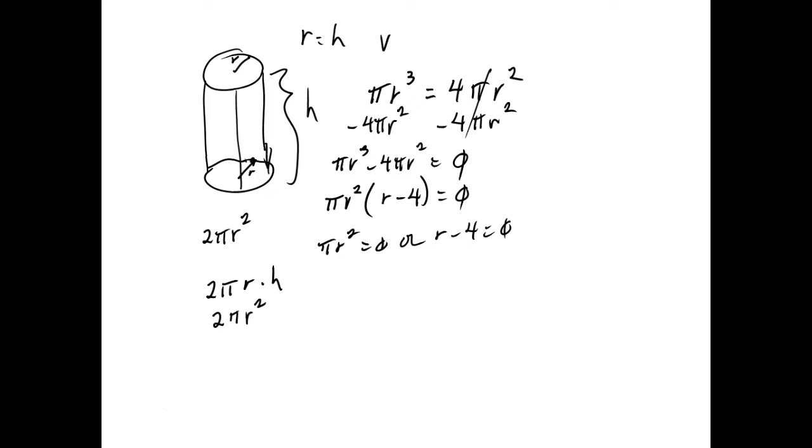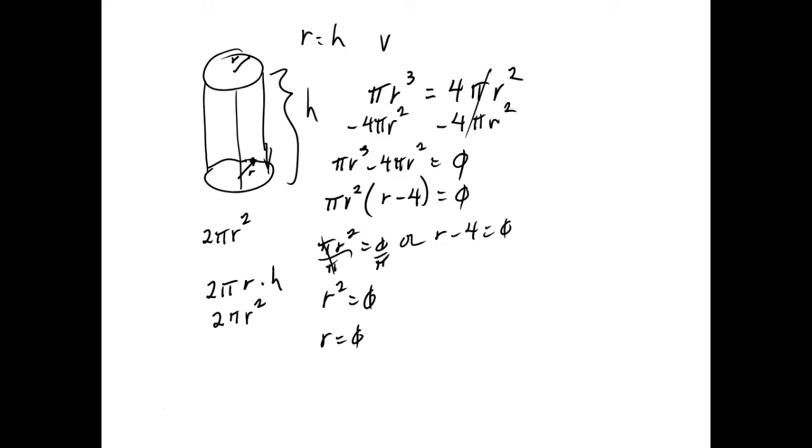So pi can't be 0. What you can do, you can divide both sides by pi if you want to. And that gives you r squared. And what's 0 divided by pi? 0, okay. So this means that r is equal to 0. Okay, now, time out.